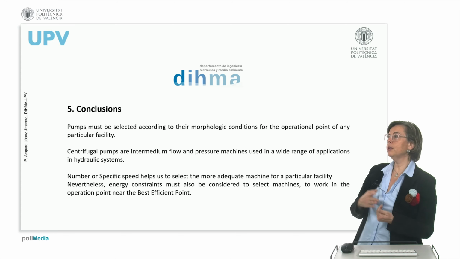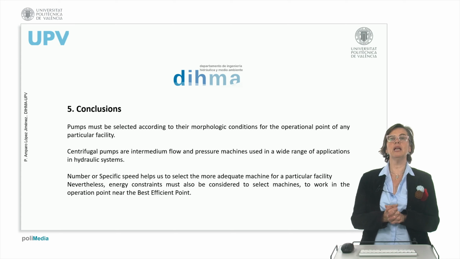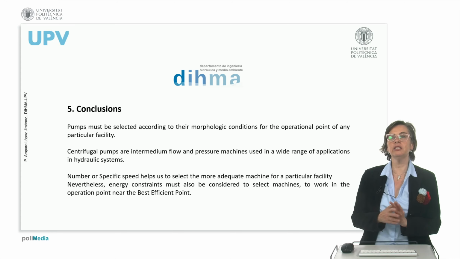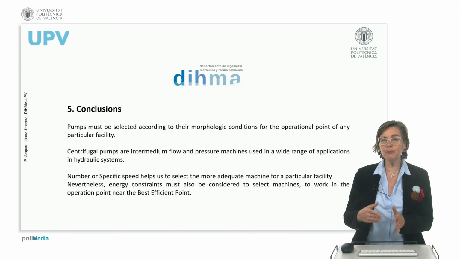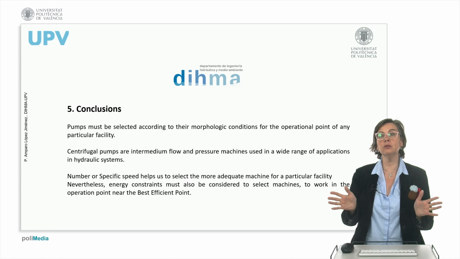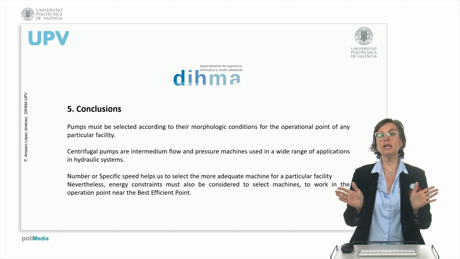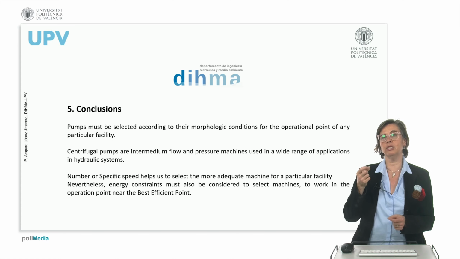To conclude, we must remember that pumps must be selected according to their morphological conditions, and in general, we have centrifugal pumps, which are turbo machinery, in which there is an impeller in which the energy flows outside in a centrifugal way, in a radial way. The flow comes into the machine across the axis, goes out of the machine across the radius, and at the end is recovered by a volute going out of the system.